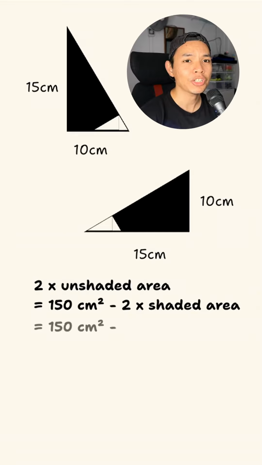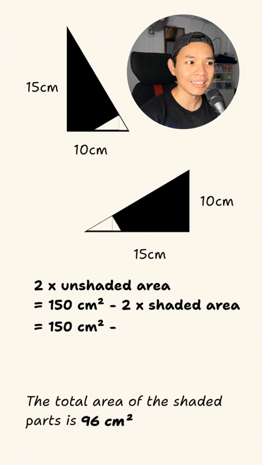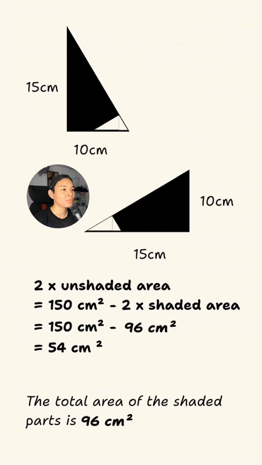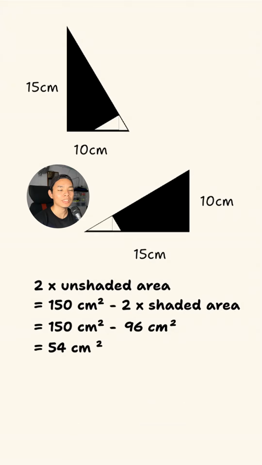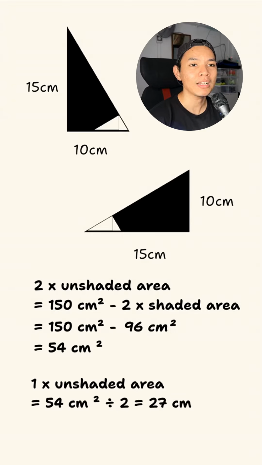And actually, we know the shaded area because in the question it says the total area of the shaded part is 96 centimeters square. And 2 times of the shaded area is equal to 96 centimeters square. And if we minus 150 with 96, it will be 54 centimeters square. So now we know what is 2 of the unshaded area. Then we can just split them into 1, which is basically 54 divided by 2, which is 27 centimeters square, which is the answer. And that's how you solve this hard PSLE question.